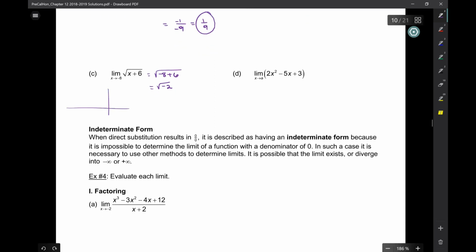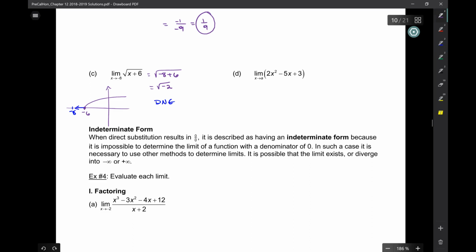What does this thing look like? This is the square root of x plus 6. So my endpoint is here at -6. There isn't even a graph there. So as I approach -8, there's nothing there. That's barren country. There is nothing happening over there. So this is DNE. The graph doesn't even exist there.